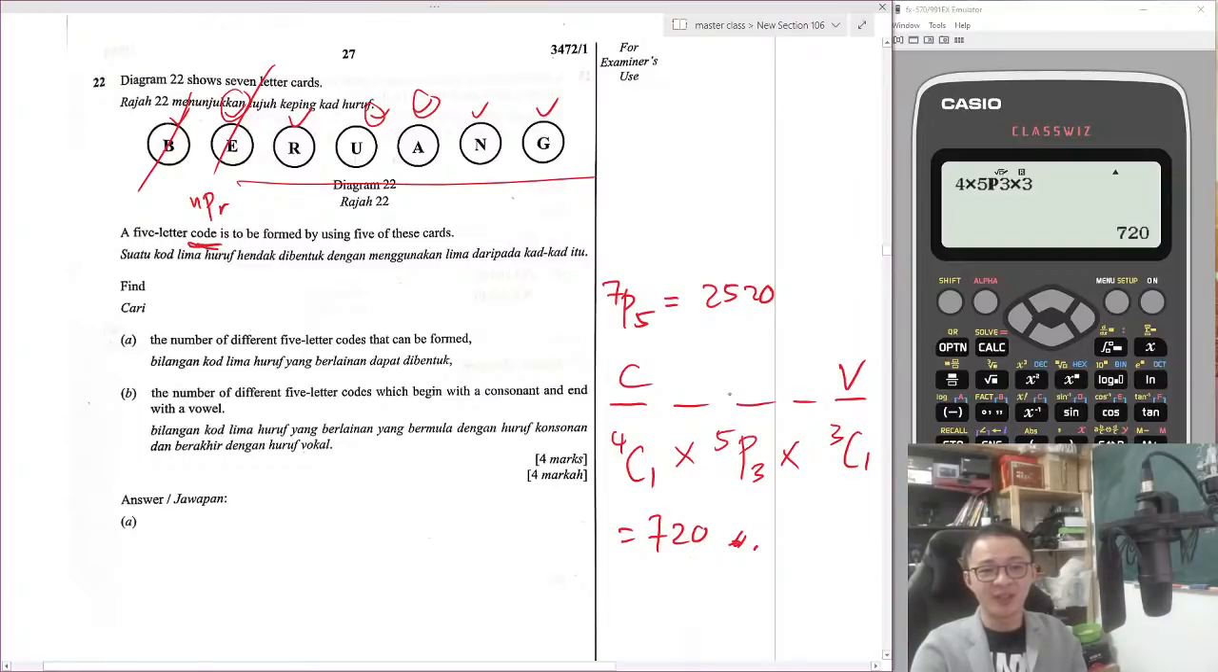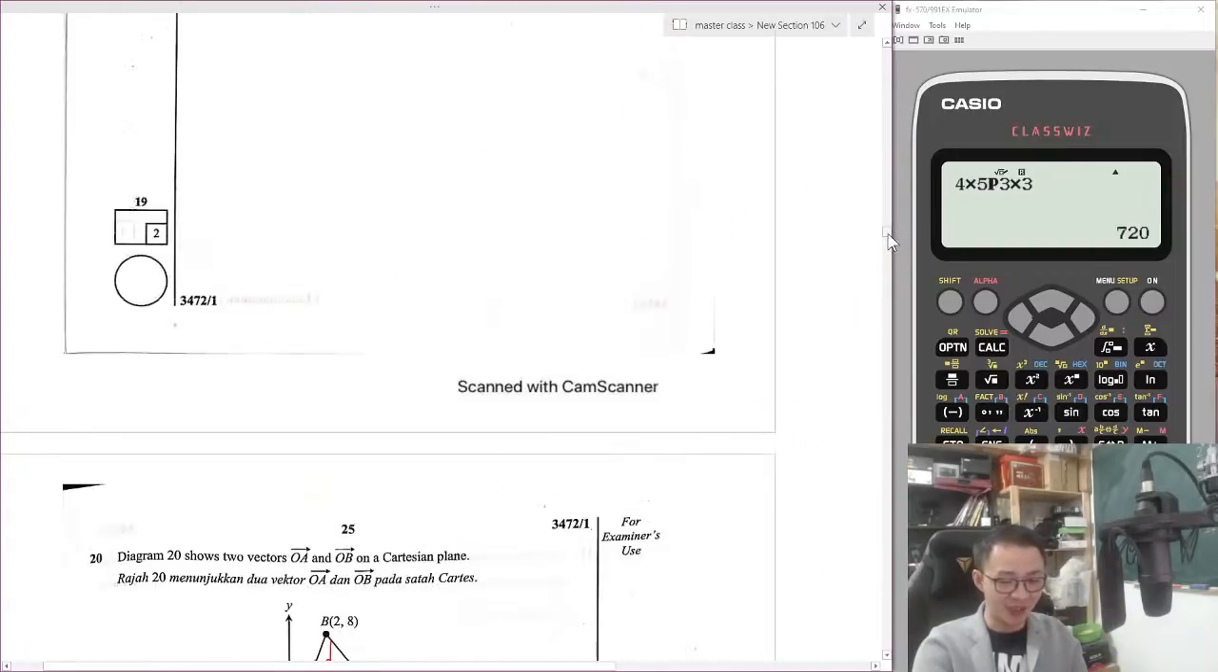This paper even has the asking format from before 2016. Okay, let's see question 18 first. I'm not sure why I accidentally missed it.